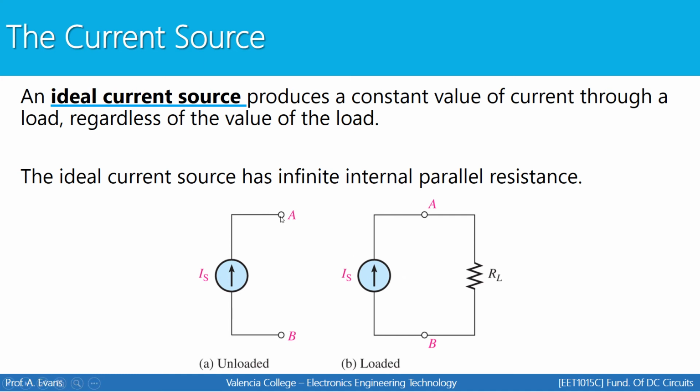This is what the unloaded current source would look like, and this is what the loaded current source would look like. Here's where the load goes. And again, in a perfect world, there'd be an infinite amount of parallel resistance connected to the current source.